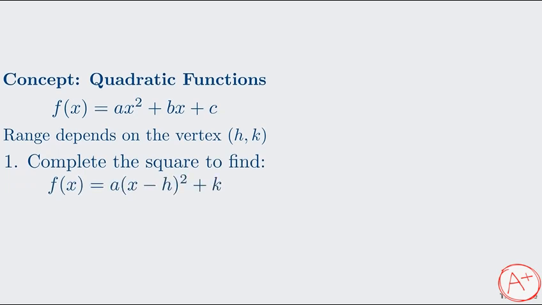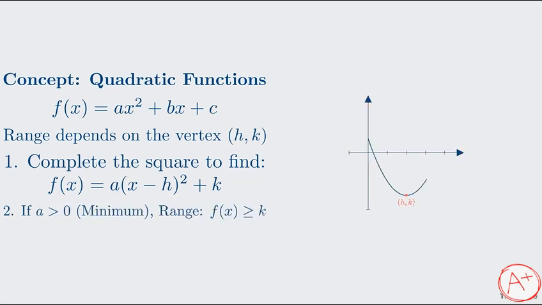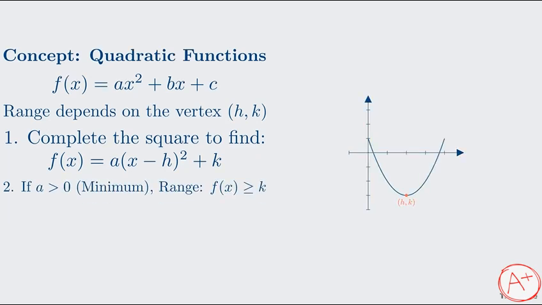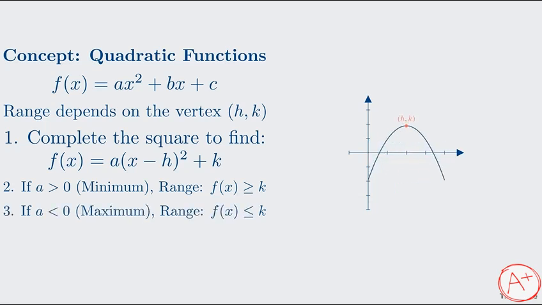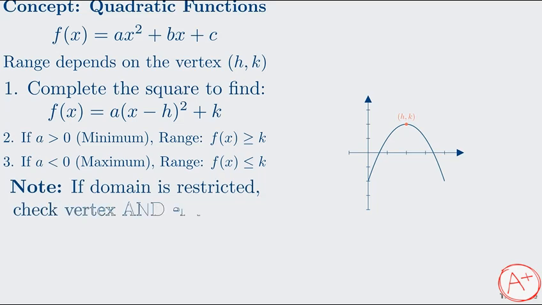If the coefficient a is positive, the parabola opens upwards, making k the minimum value. If a is negative, it opens downwards, making k the maximum value. Crucially, if the domain is restricted, you must check if the vertex falls within that domain. If it does, it will be one of your boundaries.